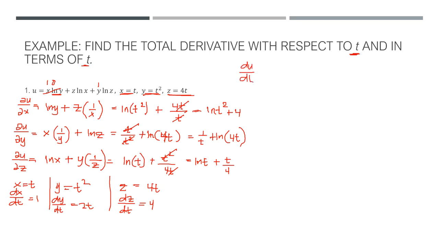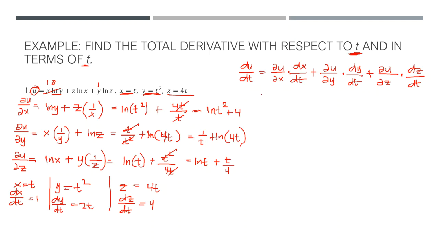Now, finding the total derivative, we have du over dt, the total derivative of u with respect to t. So that is equivalent to the partial derivative of u with respect to x times the derivative of x over dt, plus the partial derivative of u with respect to y times the derivative of y with respect to t, plus the partial derivative of u with respect to z times dz over dt.